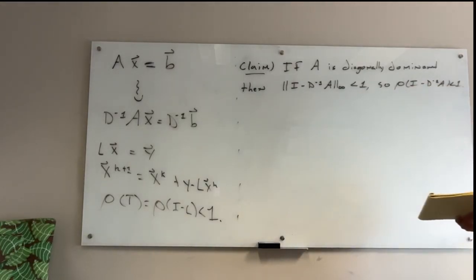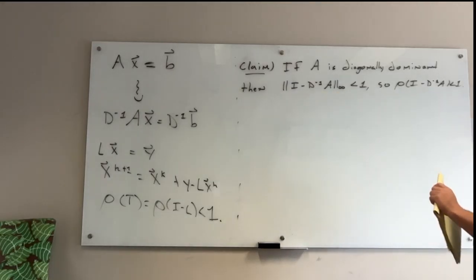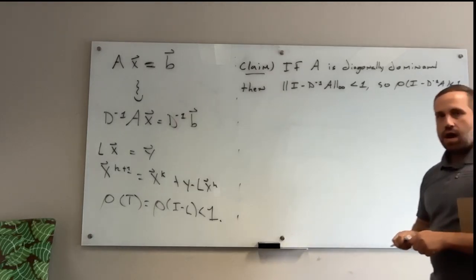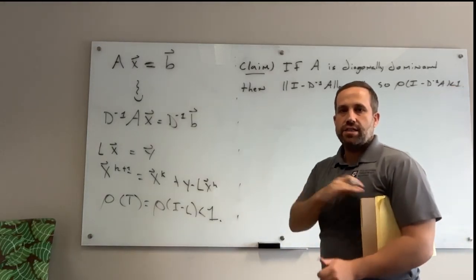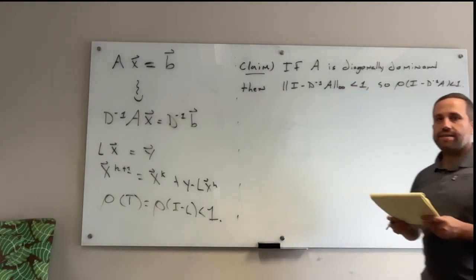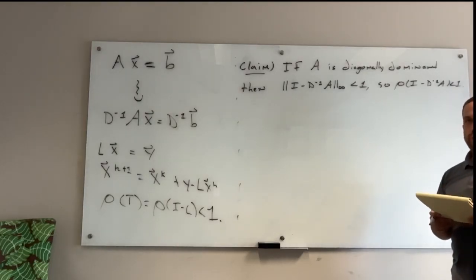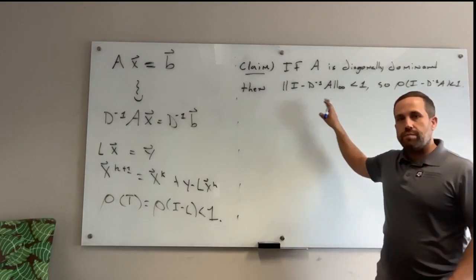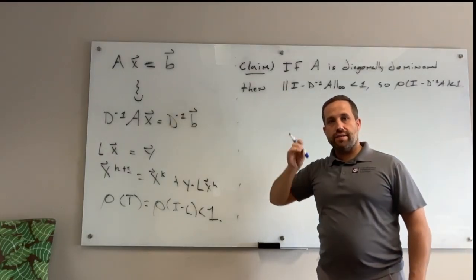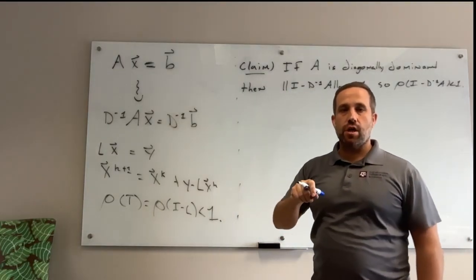Okay, so what is the proof of this? Well, let's think about this product of D inverse A. Now, something that is very helpful is that D is a diagonal matrix, and so its inverse is just going to be the diagonal matrix where the entries are going to be 1 over the diagonal.